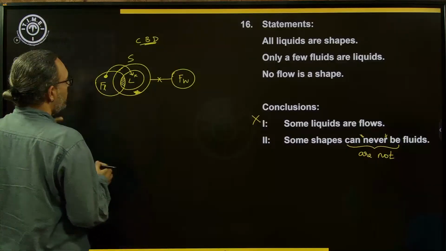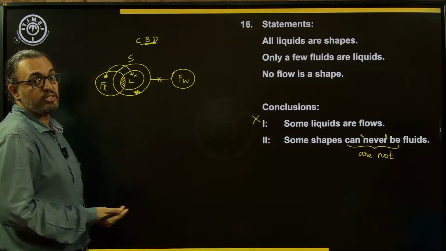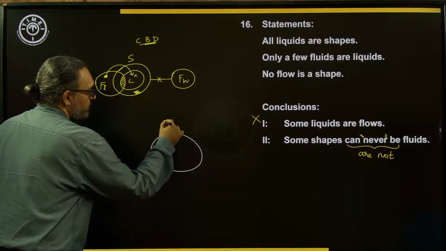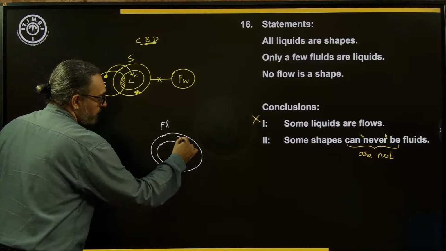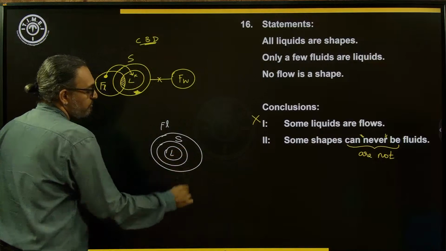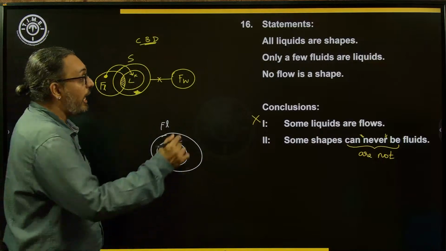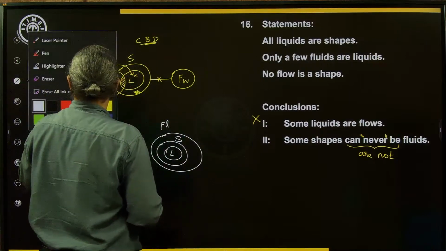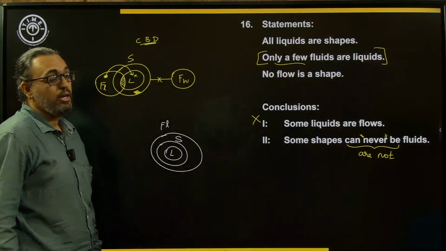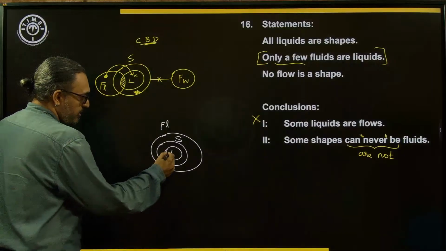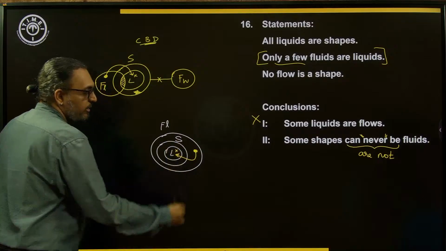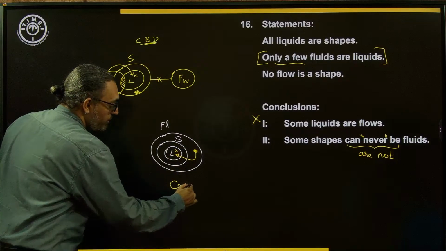So what we can do, I can take the complementary, which is all shapes are fluids. Now, if I take that, so this is the fluids. So I'm taking all the shapes are fluids. Then since I already have all liquids are shapes, the liquids will be inside. Now, I need to maintain my original relation. So what is my original relation? This is my original relation. Only a few fluids are liquids. Only a few fluids should be liquids. Yes. See, there are some fluids that are not inside the liquid circle. So I am able to satisfy this complementary.